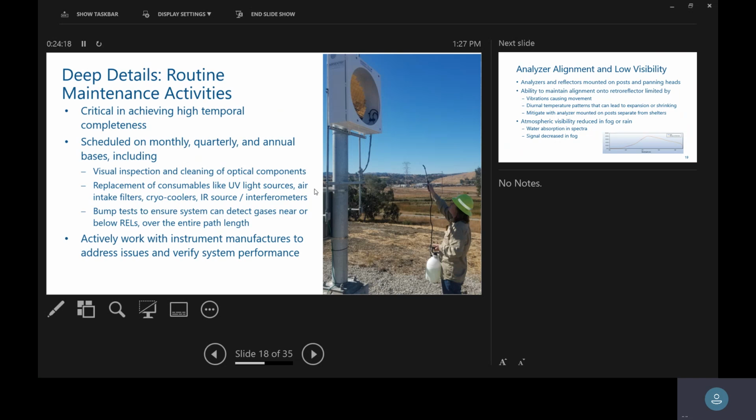Some of the deeper details about those things are to achieve a high level of temporal completeness. So here's one of the retroreflectors. Keeping those maintained is simple maintenance, like changing the oil in your car. So inspecting the optics, there are all sorts of detailed aspects of the individual instruments. Talk about bump tests for ensuring good operation and accuracy.